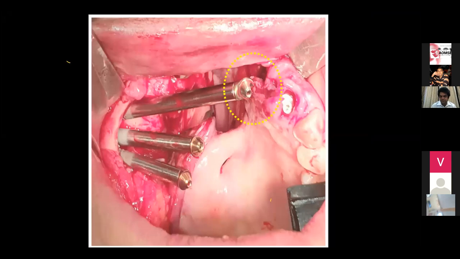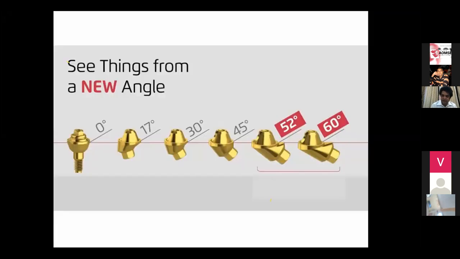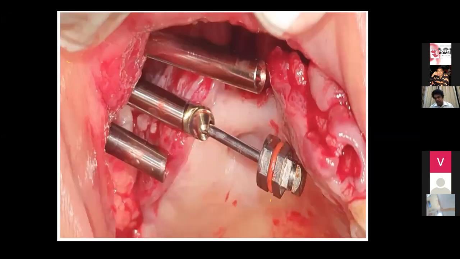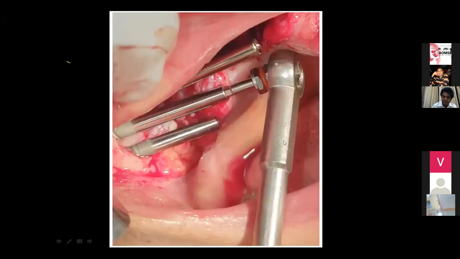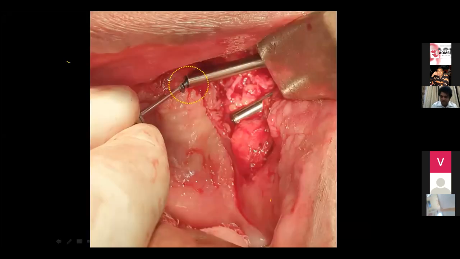And with a 60 degree or 52 degree abutment, the channel is almost horizontal. So with the implant horizontal as well as the multi-unit abutment opening horizontal, it makes a lot of difficulties during the implant placement and also in the abutment placement. You can see that in this case also, the driver is almost touching the contralateral palatal mucosa. So it was very difficult. And not only the driver, the insertion tool is also touching the palatal mucosa. So this is the problem with the straight implants.